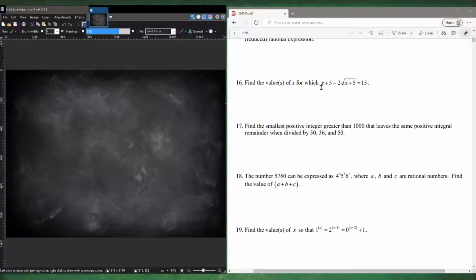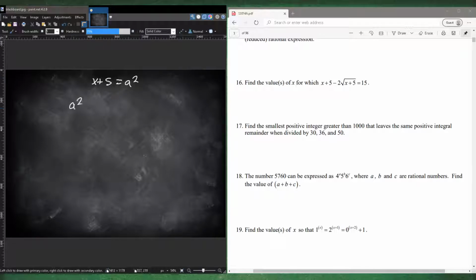Find the values of x for which x plus 5 minus 2 squared over x plus 5 is equal to 15. There's several ways you could do this. You could move them each to separate sides and then square it, and then you could solve it like that. But the way I like to do it is to use substitution. So we could say x plus 5 is equal to a squared.